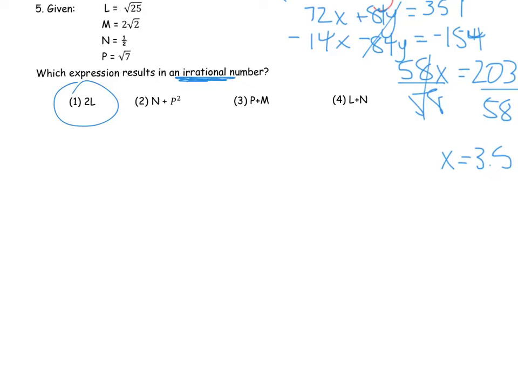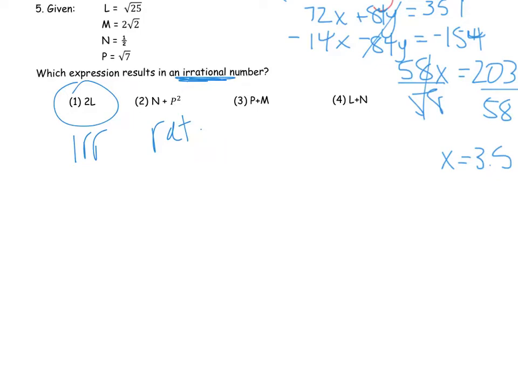N plus p squared. N is 1/2 plus p, radical 7, squared. That's 7.5. This is rational. This is irrational. This is rational. P plus m, that's 2 rad 2 plus 1/2. Oh, p plus m plus radical 7.